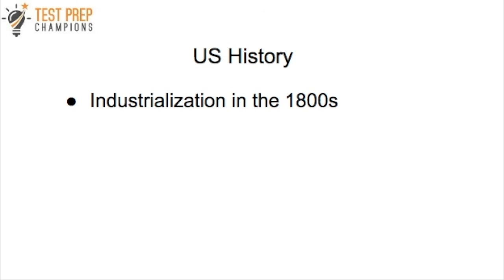So moving on here, you also want to know about industrialization in the 1800s. There was a boom in factories, mostly in major cities like New York, Boston, Pittsburgh, Philadelphia. Also note that there was a boom in immigration to the U.S. as immigrants were drawn to factory jobs. So that's what I mean by industrialization in the 1800s.